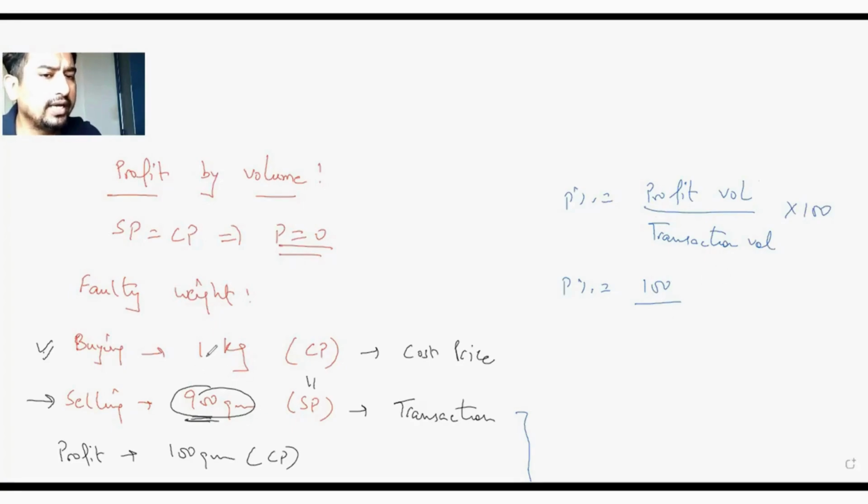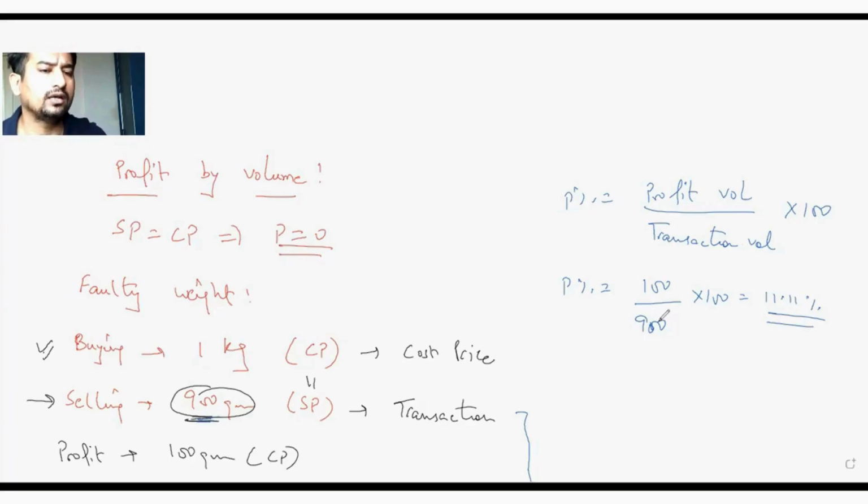A lot of times you put 1 kg, that's wrong. Here the transaction volume is 900 grams because the transaction was only of 900 grams. When he's selling 900 grams, he's earning 100 grams of profit. So my profit percent would be 100 by 900, which is 11.11%. It is not 100 upon 1 kg, which is 10%. It is profit volume upon transaction volume. The transaction here is 900 grams. The transaction is not 1 kg.